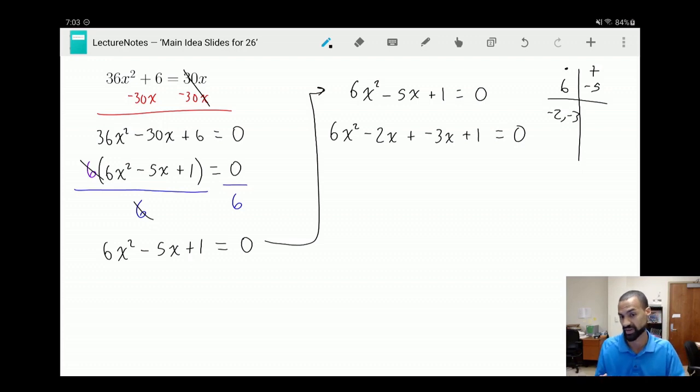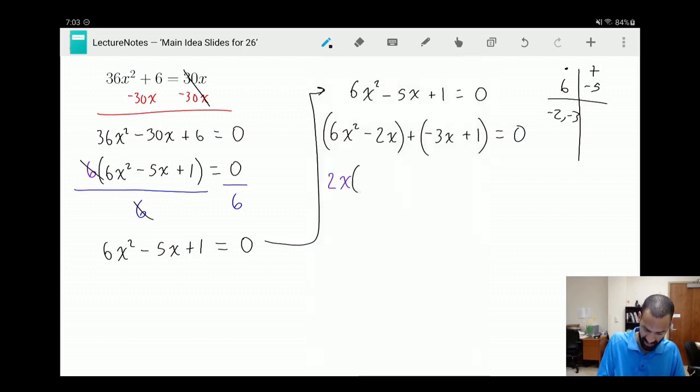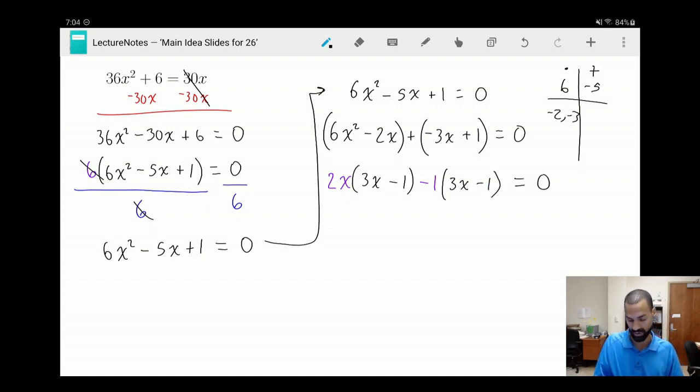And notice I'm going to keep bringing down that equals 0 so I don't forget what I'm trying to do here. Okay, let's group together the first two terms and the last two terms. The common factor between 6x squared minus 2x is 2x. If I factor that out, I'm left with 3x minus 1. Negative 3x plus 1, the only factor there that those have in common would be 1, but since this is a negative in front of that 3 there, I'm going to take out a negative 1. Okay, so factoring out a negative 1, I'm left with positive 3x minus 1. All this equals 0.